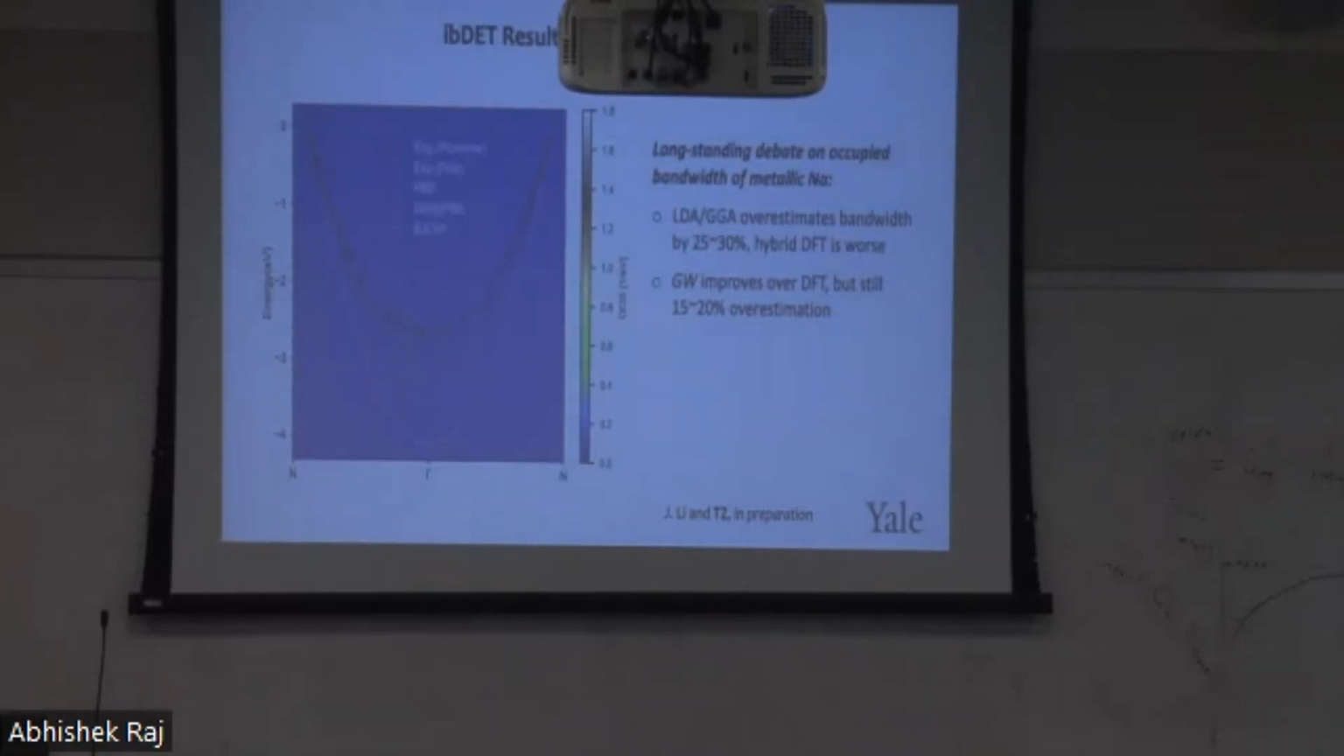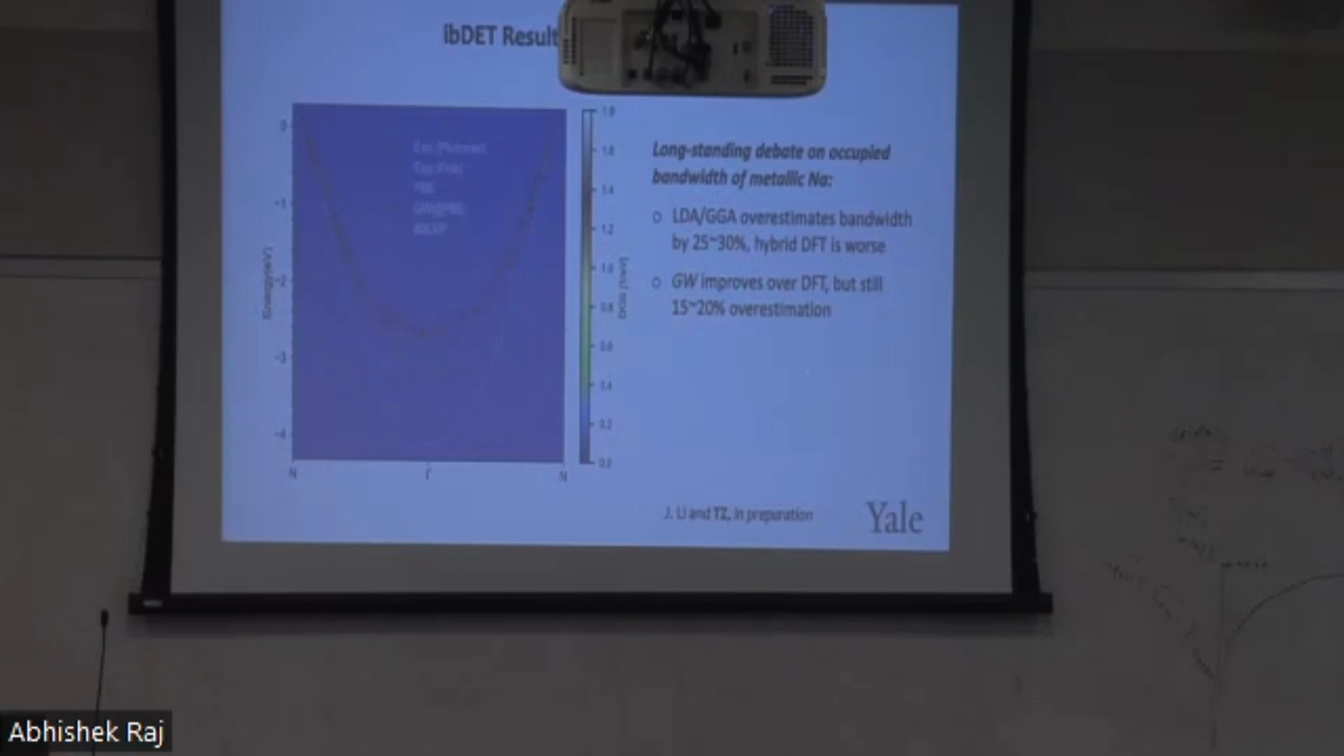So the next one is metallic sodium. This is really trying to test how we can deal with non-local interactions in metals, because we know that's typically the case. So I hope this is not too hard to see, but you can just directly see the number.